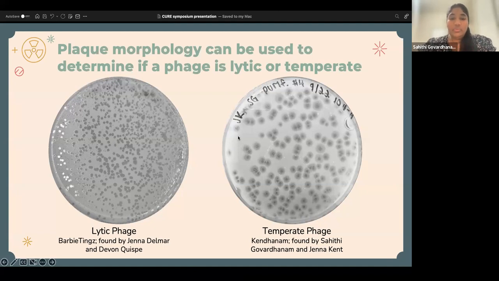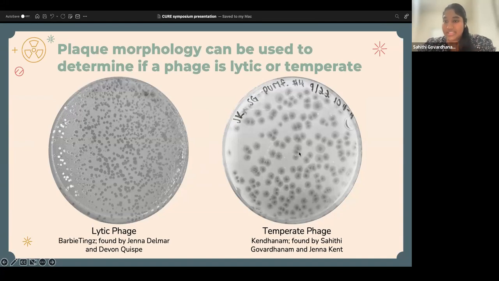So here on the screen, what we have are bacterial lawns with the phage infection. So the first one here is Barbie Things. It's a lytic phage, and you can tell that by the clear edges, and this is because lytic phages kill the bacteria. So therefore, the clear edges seen on this plate right here.